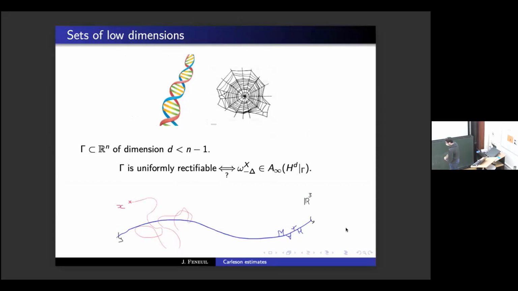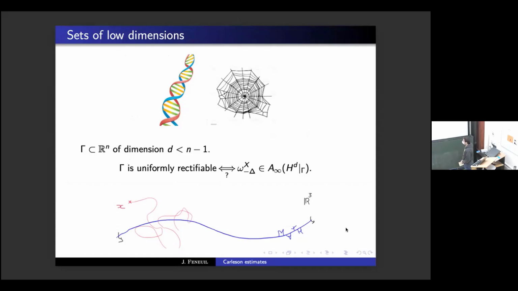So the next step is that, with my co-authors, Guy David and Svitlana Mayboroda, we asked the following question. Well, uniform rectifiability works not only for sets of codimension 1, but also for any dimension.